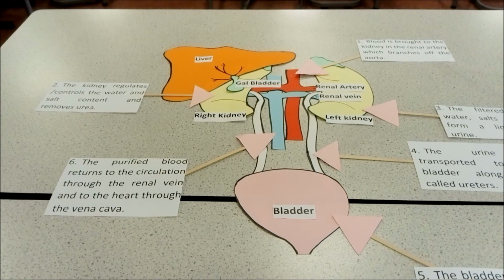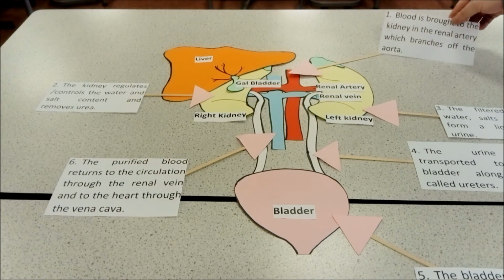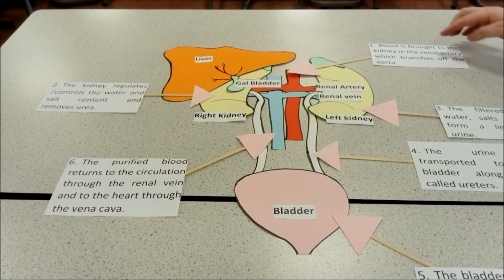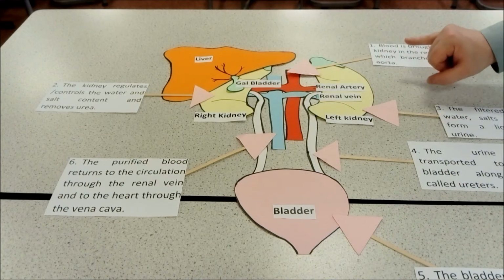When we're talking about the function of the kidneys, it can be broken down into a number of stages, and it's important that when describing the process, you include each of these stages. The first stage is talking about how the blood is brought to the kidneys. So the blood is brought to the kidneys through the renal artery, which is branched off from the aorta.